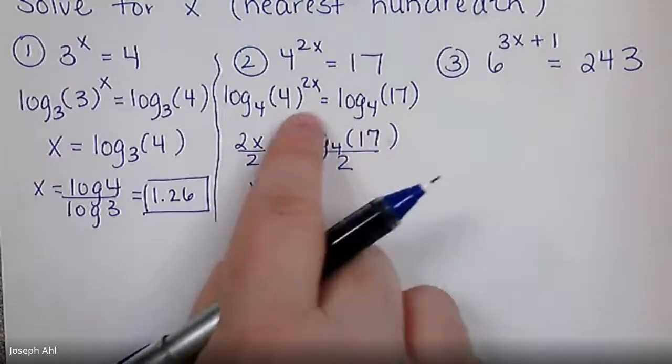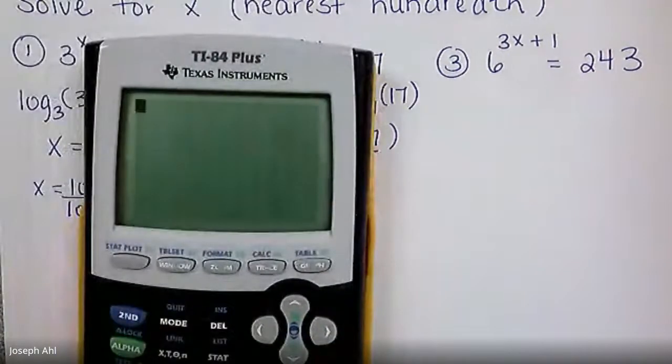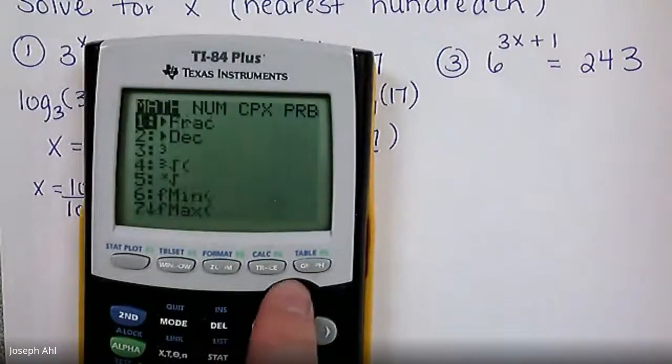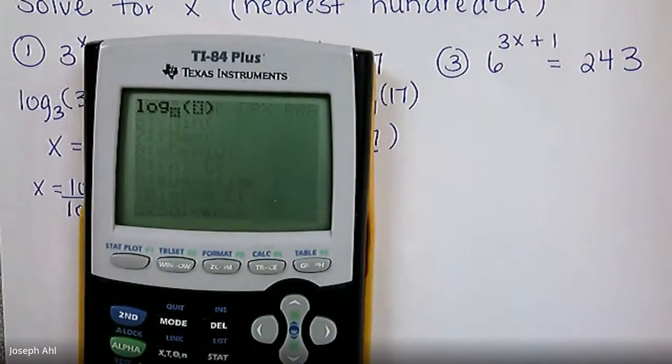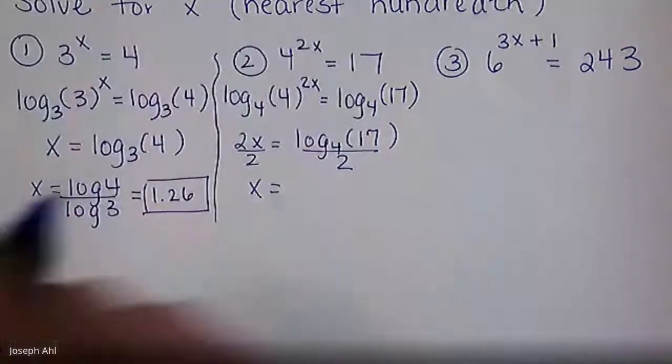By the way, this is called an exact answer. Sometimes I might ask for the exact answer, so you would leave it just like that. But to the nearest hundredth, let's get fancy with log base. Here we go. So it's going to be math and then scroll up to option A, log base 4 of 17. And then if I take that and divide it by 2, we get the final answer of 1.02 to the hundredths place.